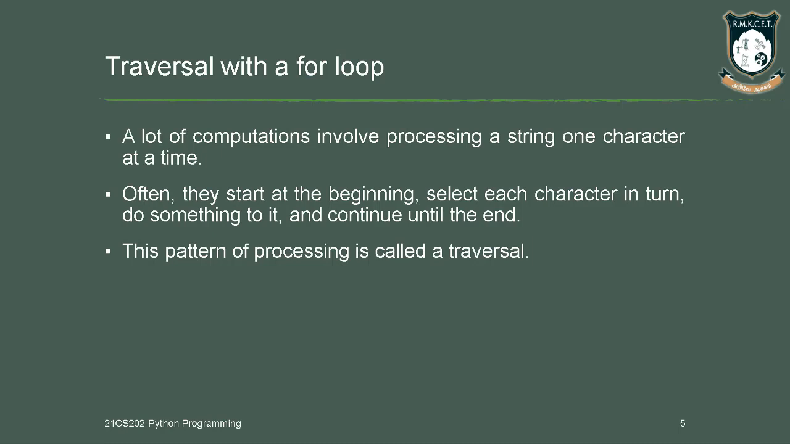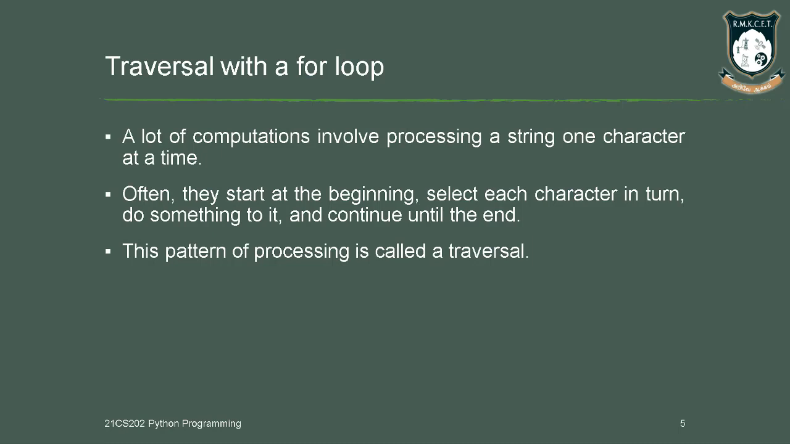We have a lot of computations where we can use single characters from the string. Each and every character will be taken from the string starting from the beginning. We will do something on that particular character, and then we will pass to the next character. Like this we will take each and every character from the string and do the process. This type of pattern of processing is said to be traversal.